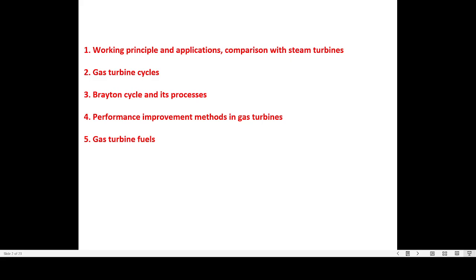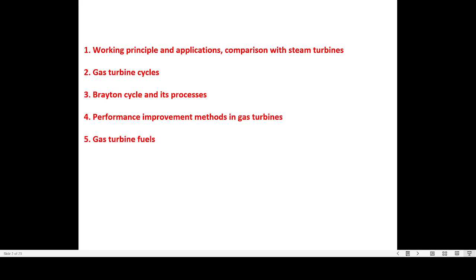The points of interest to us, which can be focused on for the gas turbines, include the working principle for the operation of the gas turbine. What are the different wide areas of applications where gas turbines are popularly used? It is also of interest to compare how the steam turbine differs from the gas turbine as far as various aspects are concerned, maybe construction features, the operating principle, or the advantages and limitations of the steam turbine and gas turbine over each other.